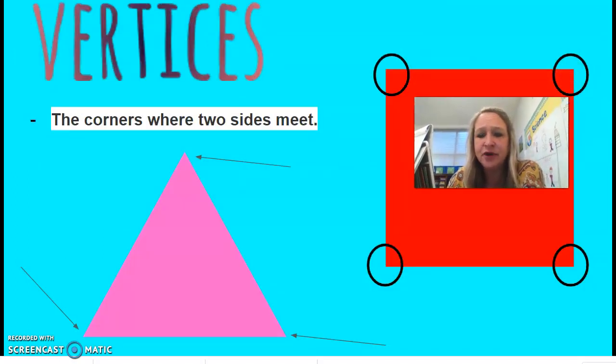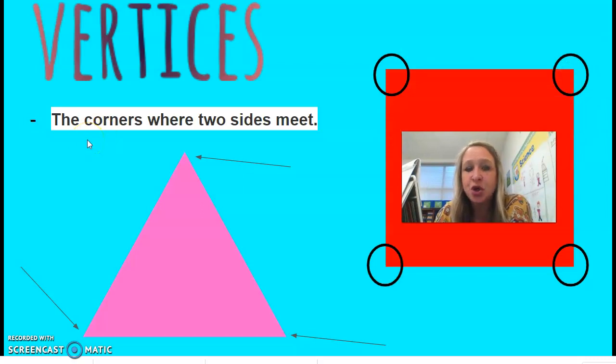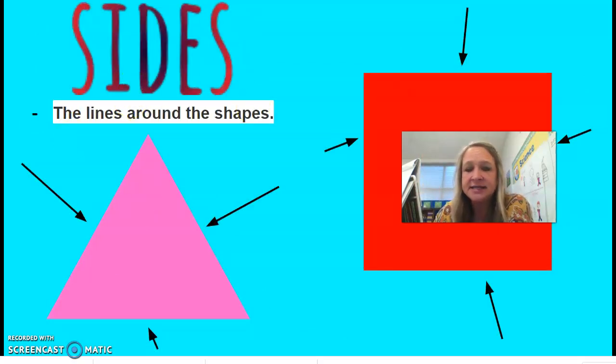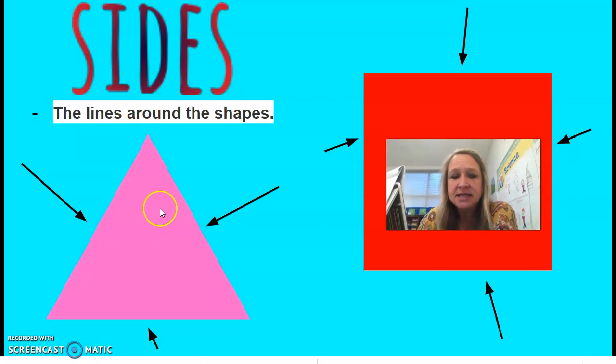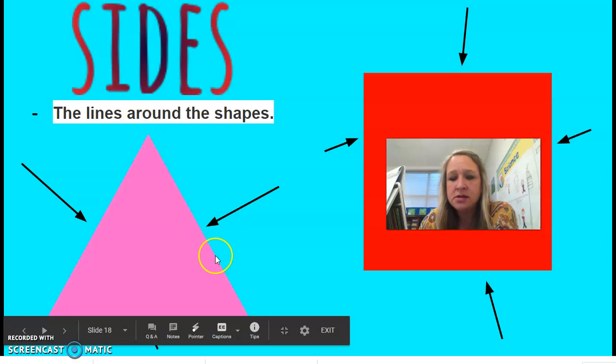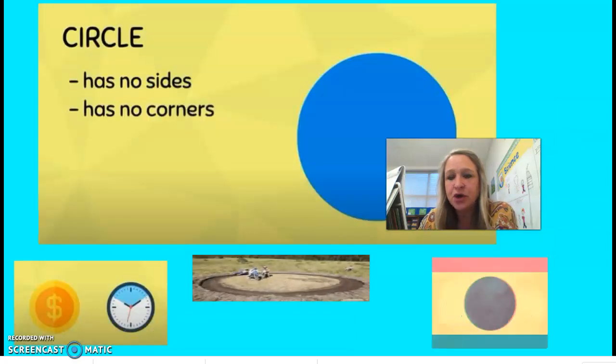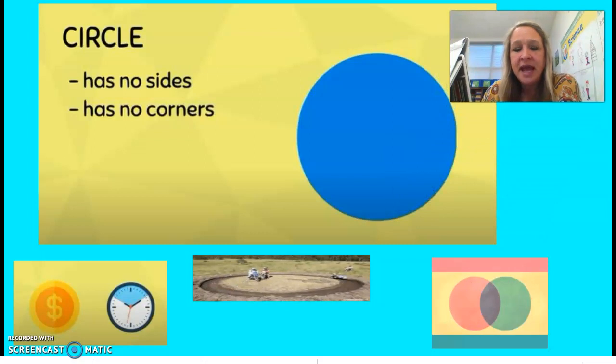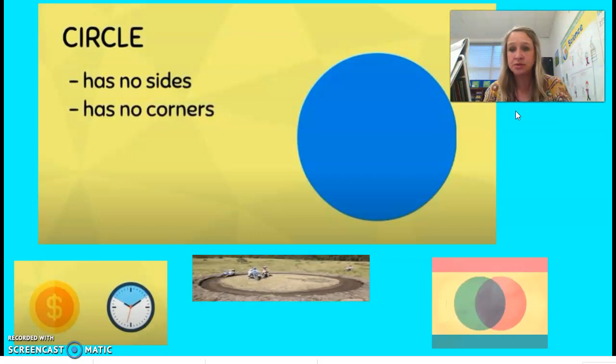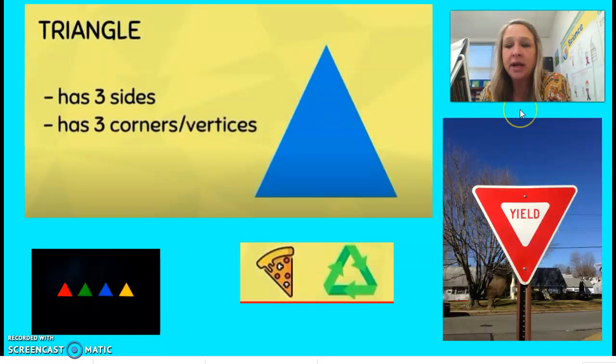Vertices. Say vertices. These are the corners where the 2 sides meet. They're pointy. They look like a V. Sides. Say sides. Sides are the lines around the shape. Circle. Say circle. A circle has no sides, it has no corners, and it is round. Triangle. Say triangle. A triangle has 3 sides, 3 vertices, and it looks like this.